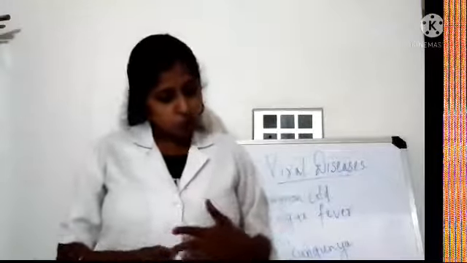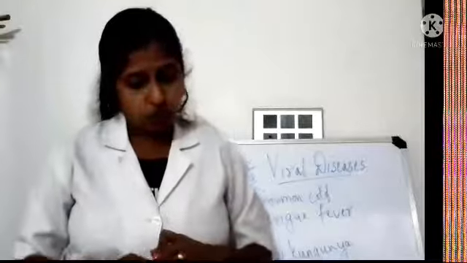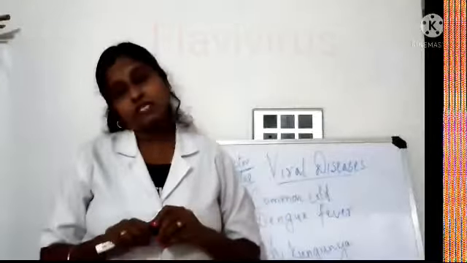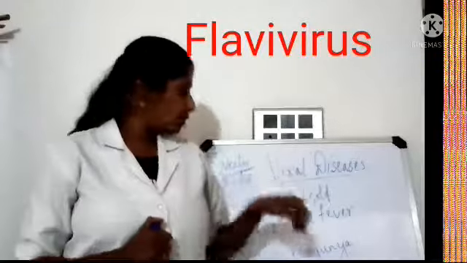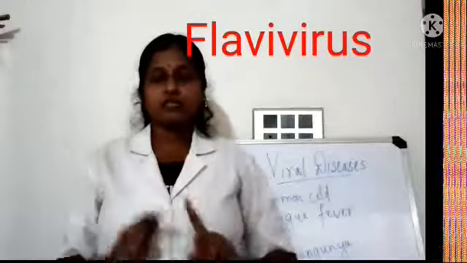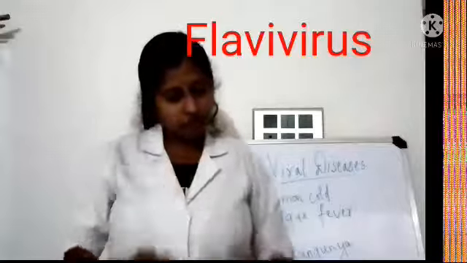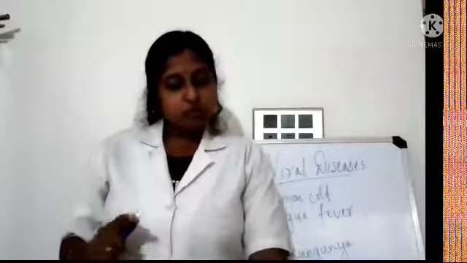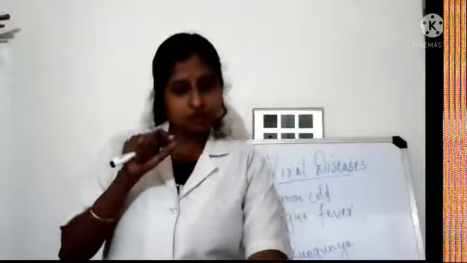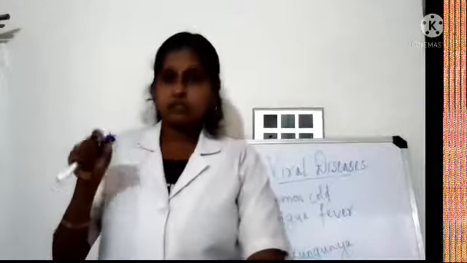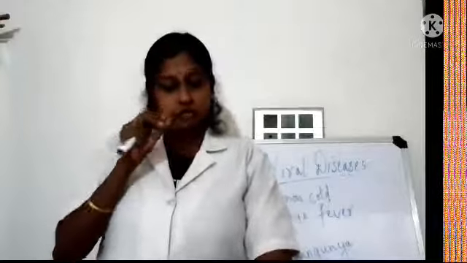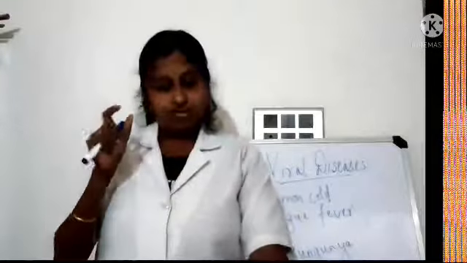So dengue is caused by a virus called flavivirus. What is the name of the virus? Flavivirus. The causative organism for dengue is a virus. Dengue is transmitted by the bite of a mosquito infected with the dengue virus, that is the flavivirus. If a person is infected, the mosquito takes the same. So the bite of the mosquito is causing it.